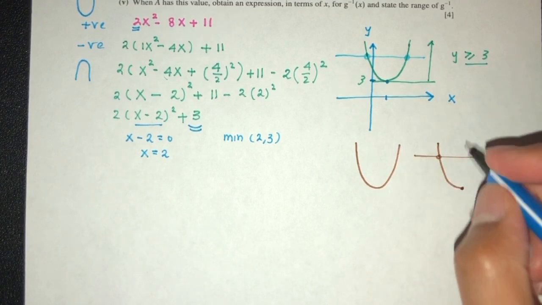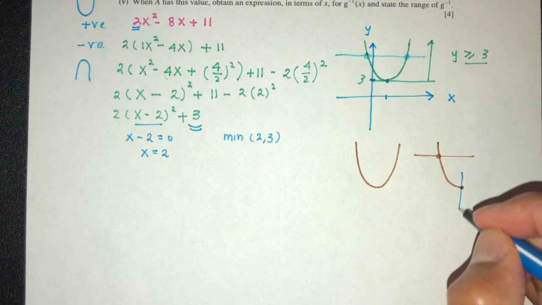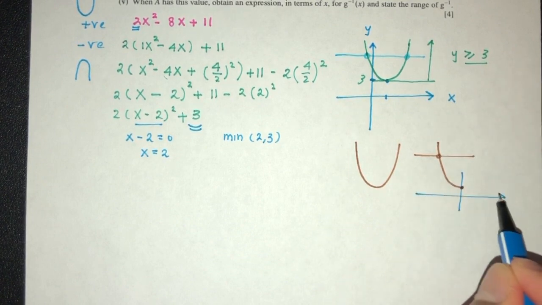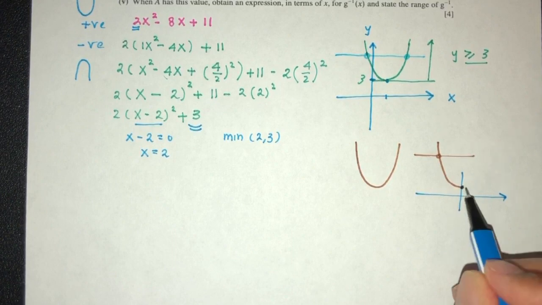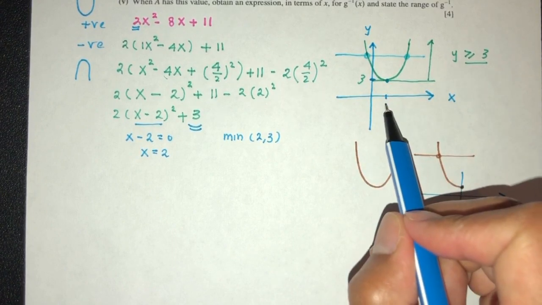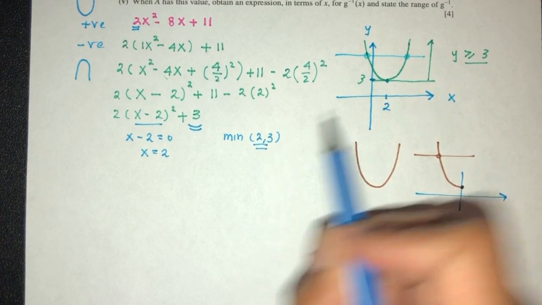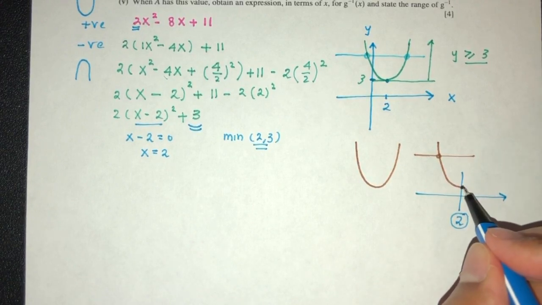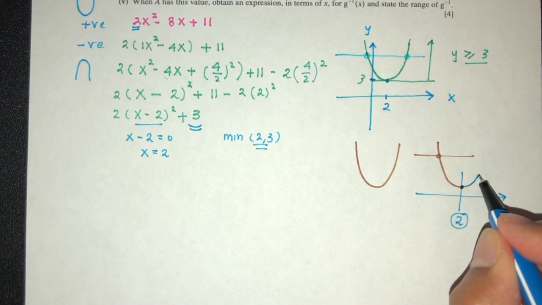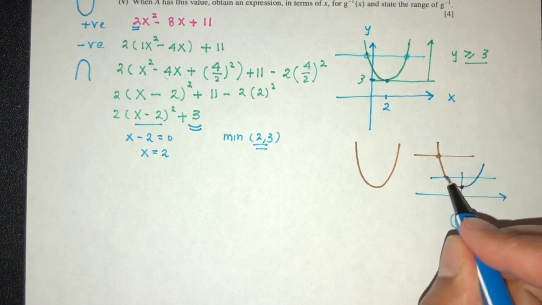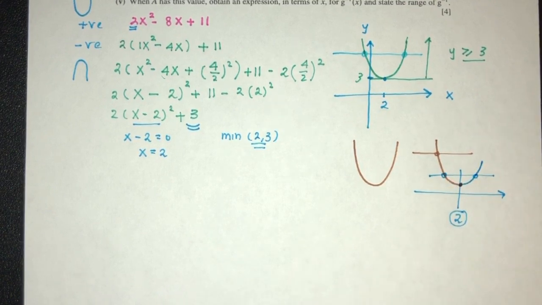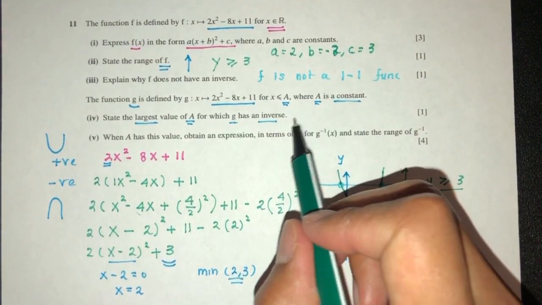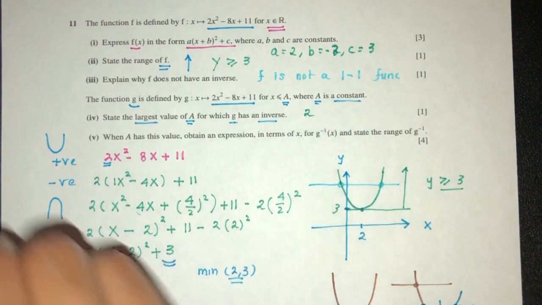Now the maximum value of a, as you can see, I have to define my value of a, which is my x value. It can only be a maximum value of 2, because that was (2, 3), the minimum point. So that is the maximum value that a can take. If I take more than this, the curve will continue, and it will no longer be a one-to-one function, as you can see. So there you go, the max value that a can take will be 2.